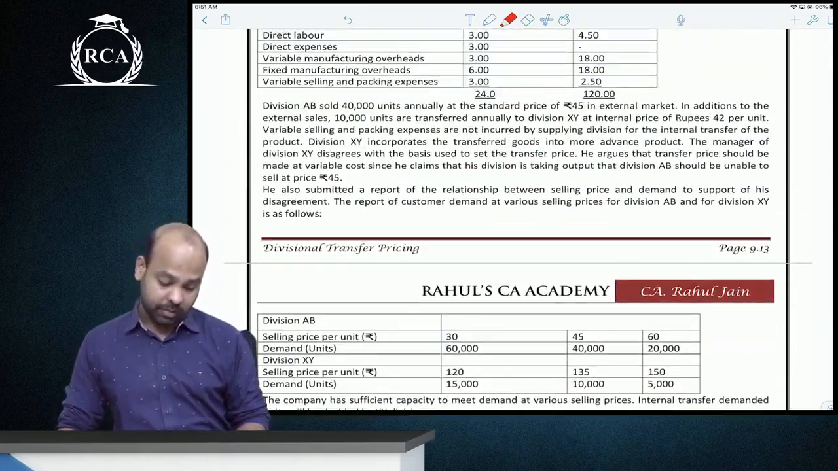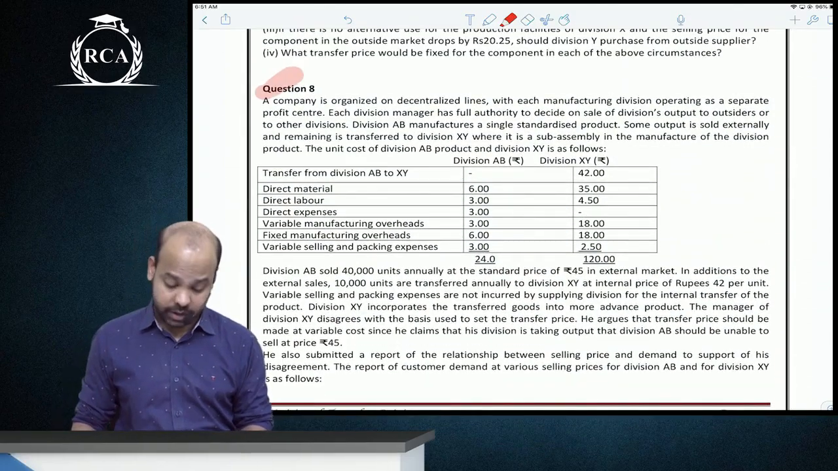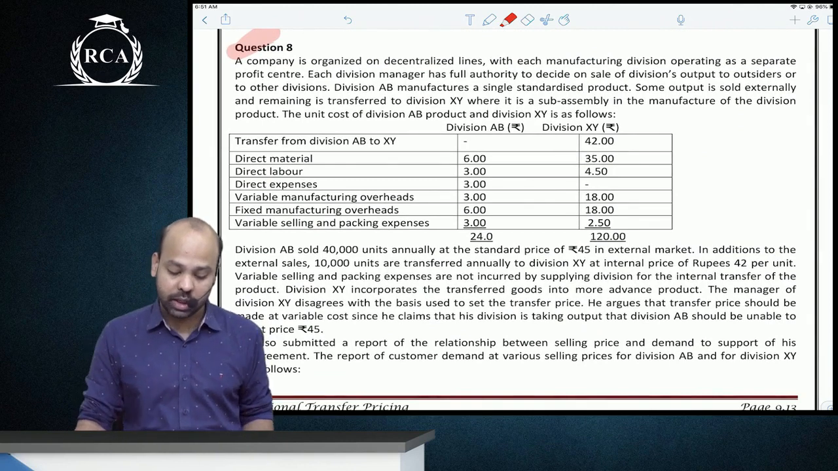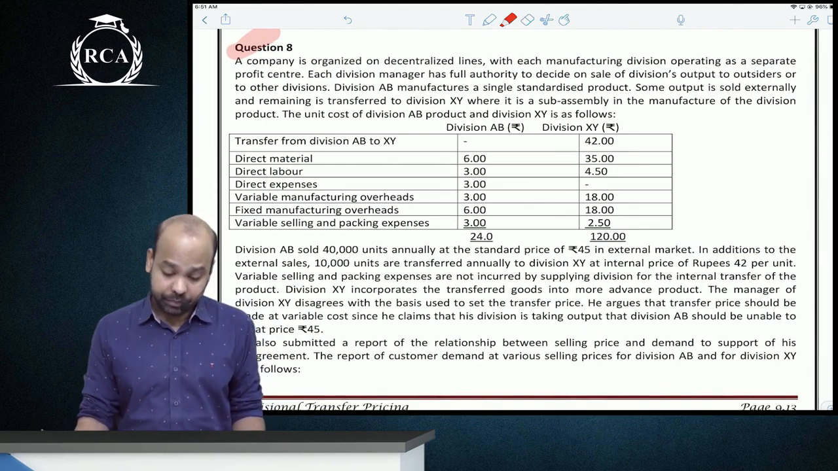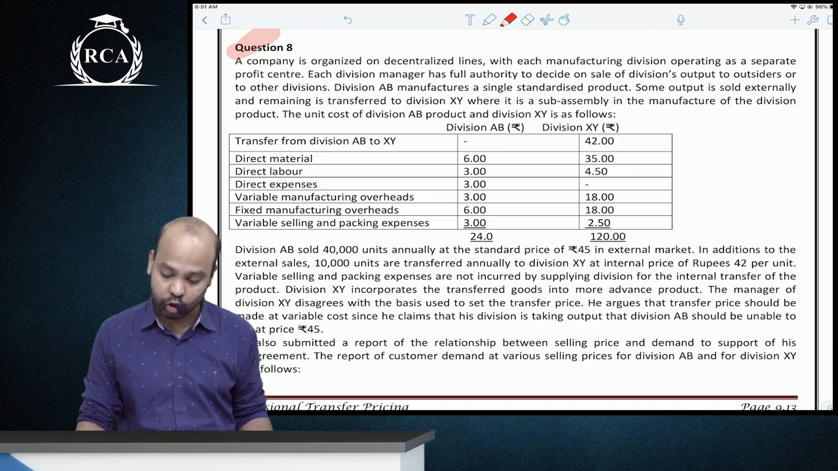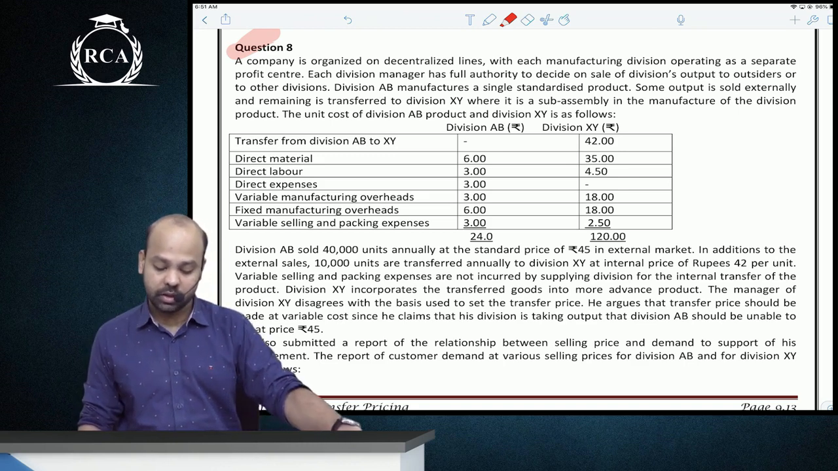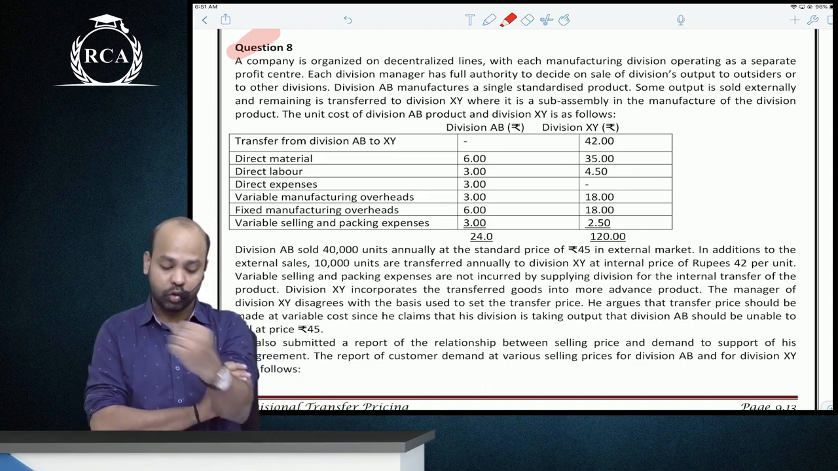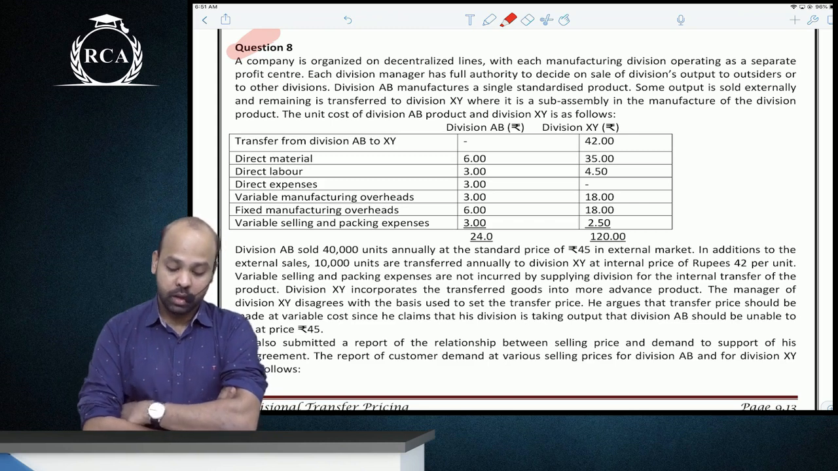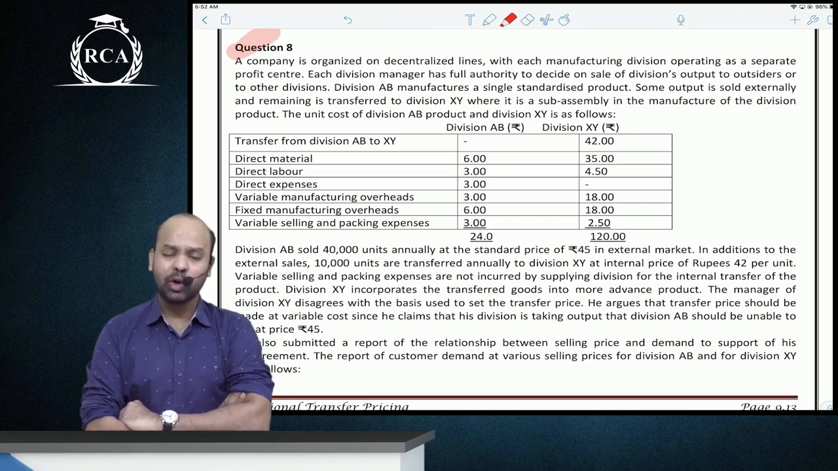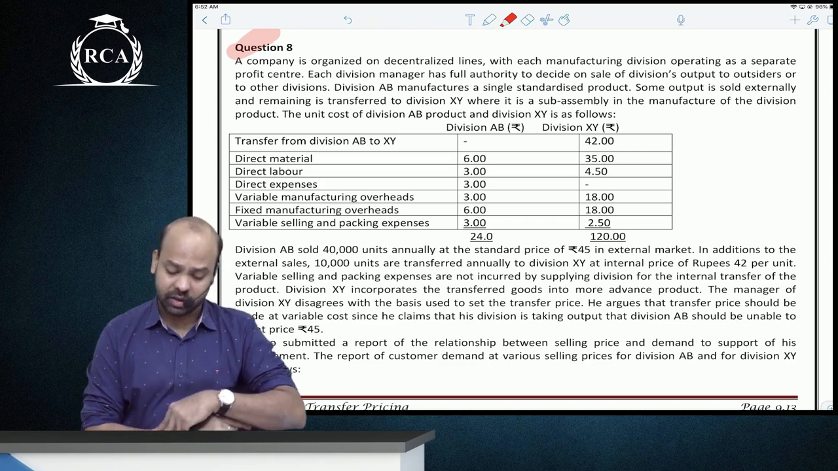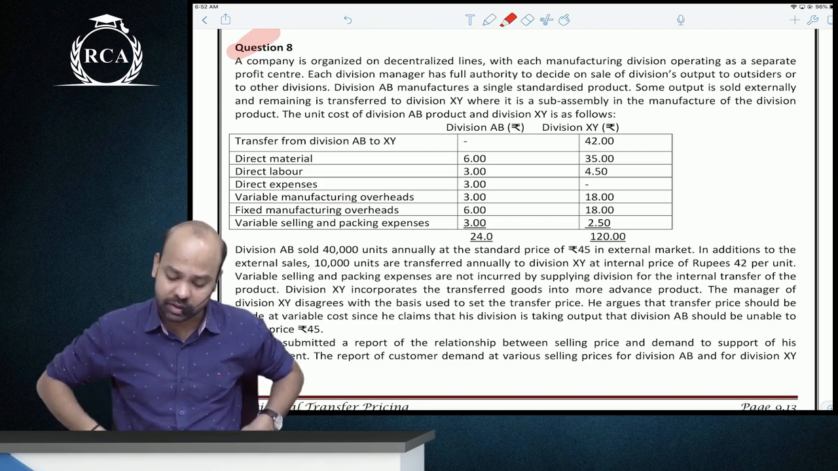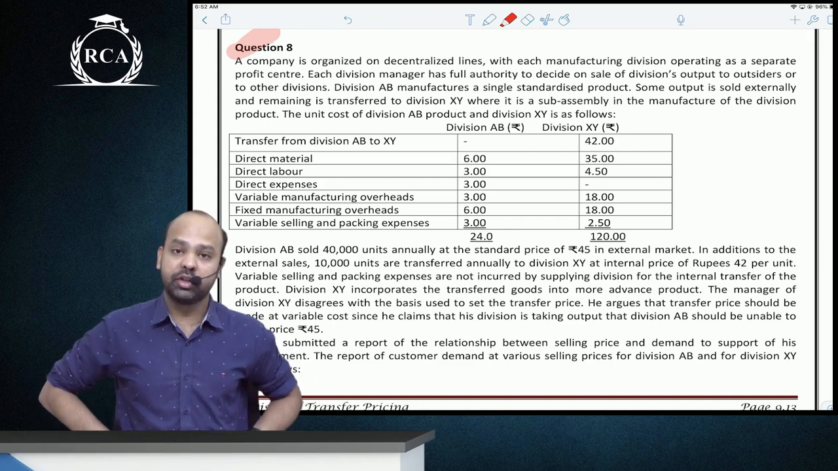Let's go, guys, question number 8 now. A company is organized on decentralized lines with each manufacturing division operating as a separate profit center. Each division manager has full authority to decide on the sale of the division's output to outsiders or to other divisions. Division AB manufactures a single standardized product. Some output is sold externally and the remaining is transferred to division XY, where it is a sub-assembly in the manufacture of the division product.